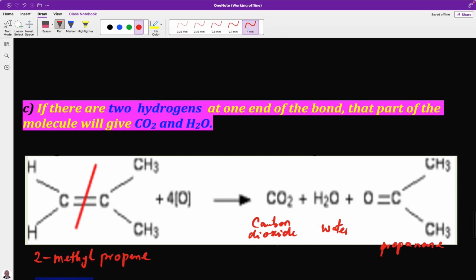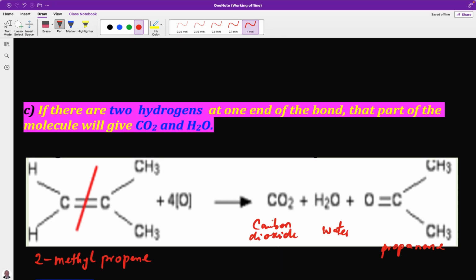As I said, if there are two hydrogens at one end of the bond, one hydrogen here and the other, that part of the molecule will give carbon dioxide and water. Why do I say that? If we split this, what happens? We are going to have carbon dioxide and water. So this is how it happens.